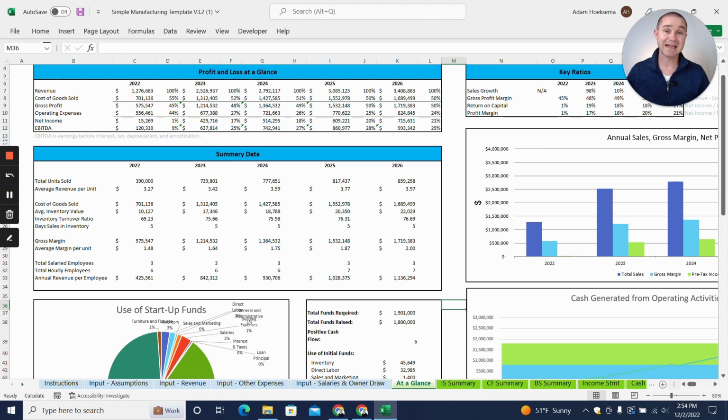Okay, so we're starting at the end of the process here. This is the At a Glance tab. After we've entered our revenue and expense assumptions and our fixed assets and equipment and that sort of thing, we are going to be able to see a 5-year pro forma projection here.